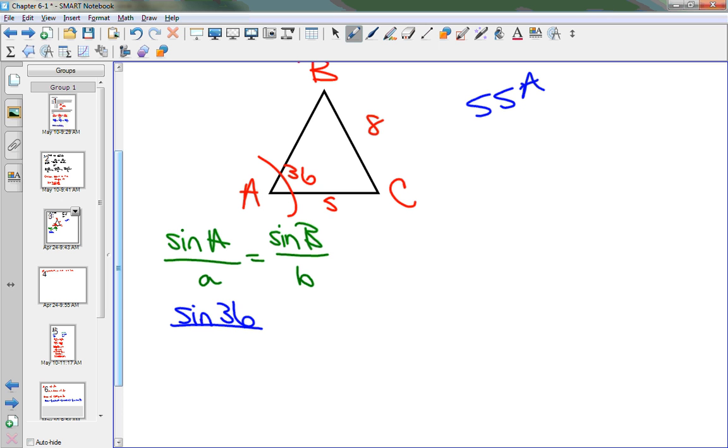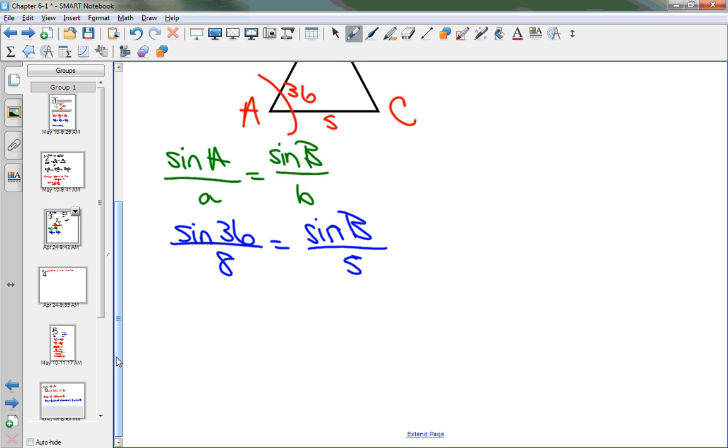Angle A is 36, little a is 8, B we do not know, and little b was 5. Now how do I solve this? You have to cross multiply, but I'm not going to cross multiply because I'm lazy. I'm going to multiply by 5 on both sides. And that's going to give me the sine of B.